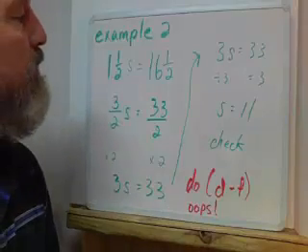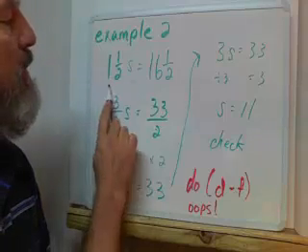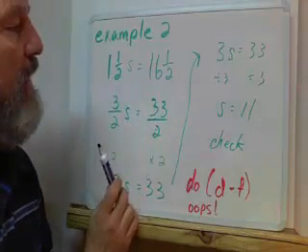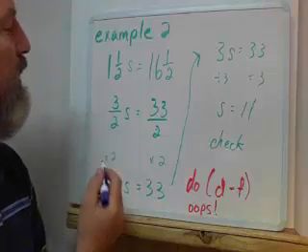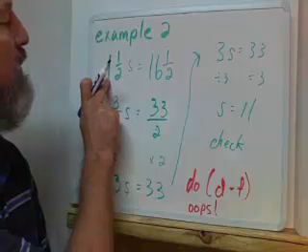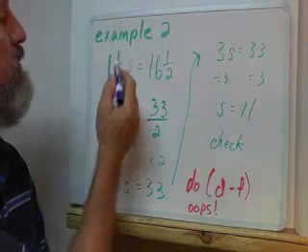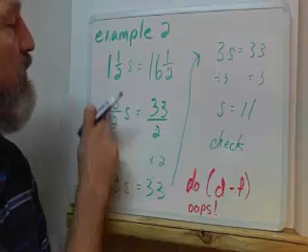Example number 2. Very simple problem, except for the fact that what they did is they gave us a mixed number here. In fact, they did it on both sides. And remember how to do this. You might need some refreshing, so I'll take you step by step through it. We have to take this times 2, and we get 2 plus the 1 is 3. So it's 3 over 2.